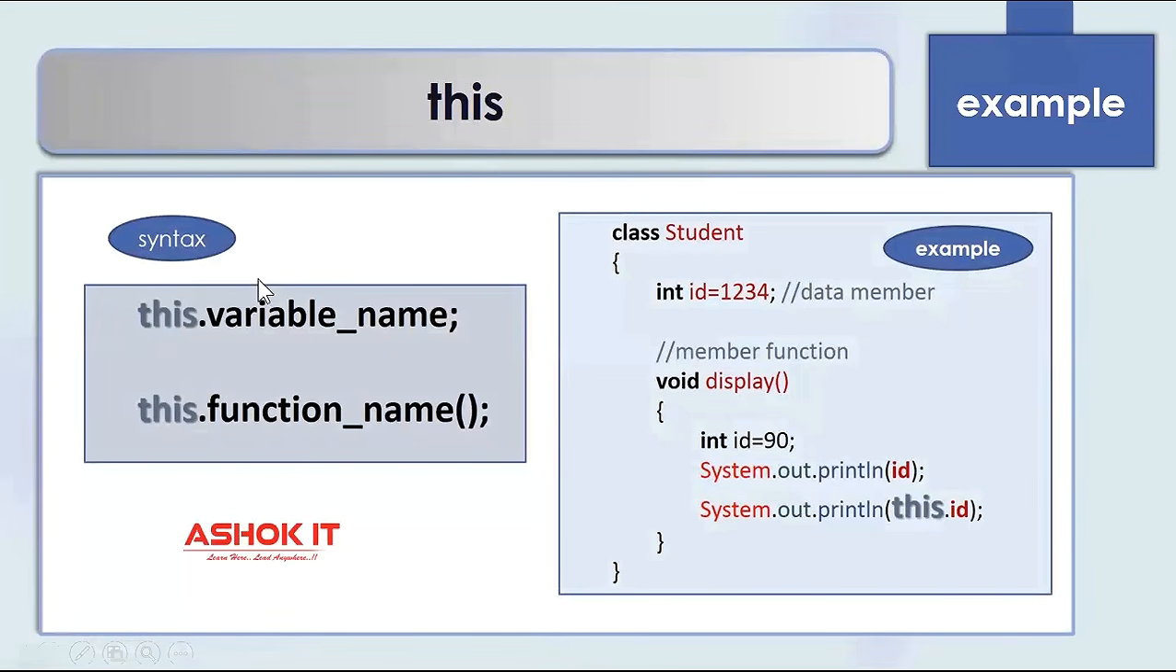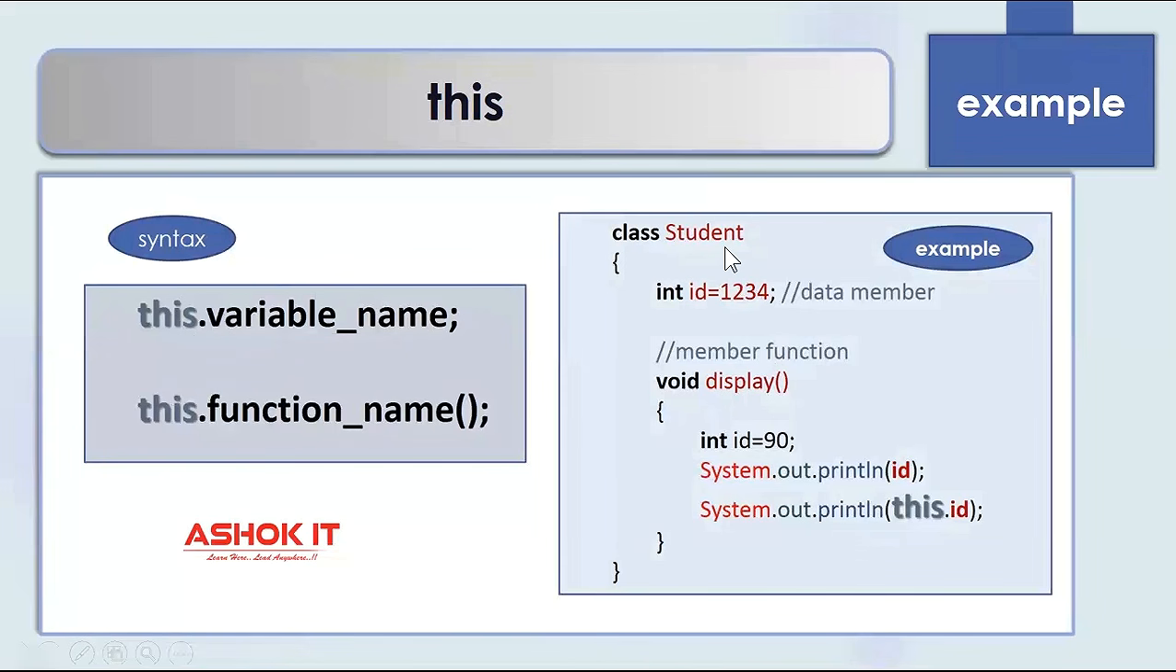So to use this keyword, the syntax is this keyword dot variable name or dot function name. So this here acts as current class object. Without creating object, we can directly use this keyword in the current class to refer to the class name. And the members of class can be accessed using this keyword. It can be variable or a function.